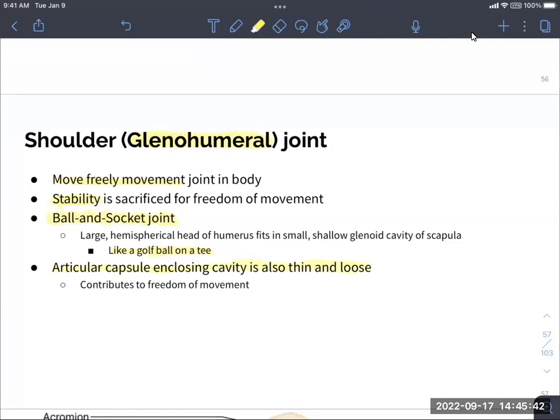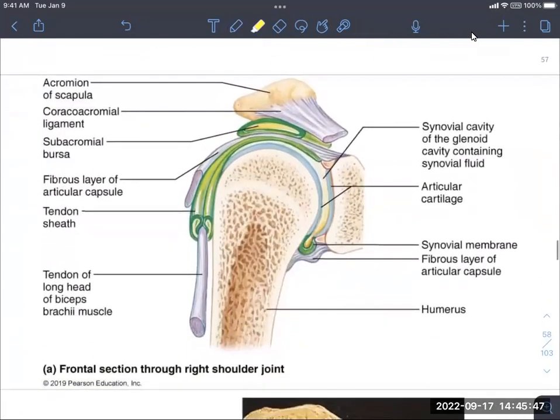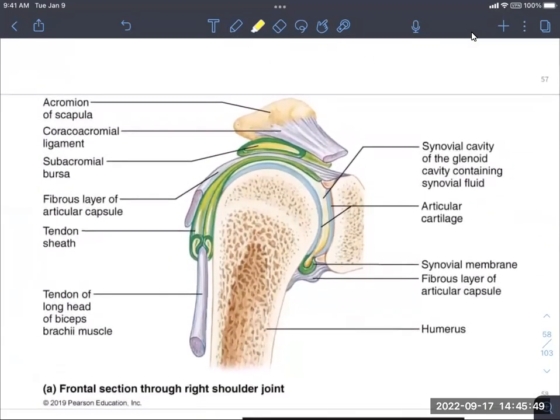It's kind of thin and it's loose, and that's what allows it to move so freely. So you've looked at this once already. So here's our shoulder joint. We have several tendons. We have this articular capsule that helps to hold this whole joint in place. We have the coracohumeral ligament that helps to hold this in place. We also have this fibrous layer of the articular capsule that holds it in place.